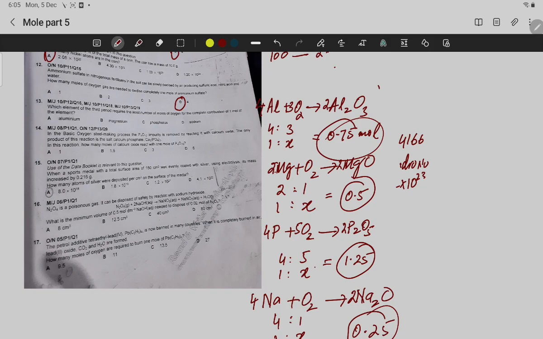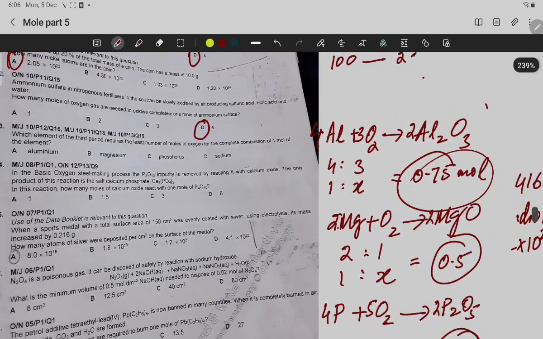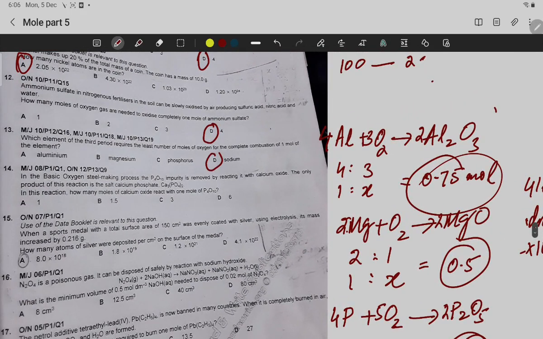4 ratio 3, 4 moles producing 3 moles. So what would be the mole? 1 mole reacts with the oxygen. So in this way you can calculate. So 0.75 moles of aluminum, 0.5 moles of magnesium, and the least mole is of sodium. So sodium is the correct option.